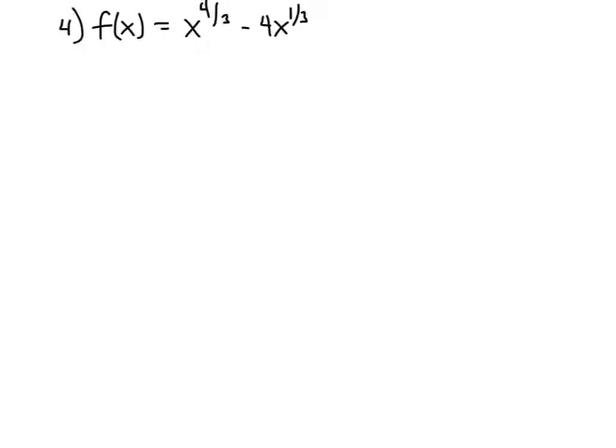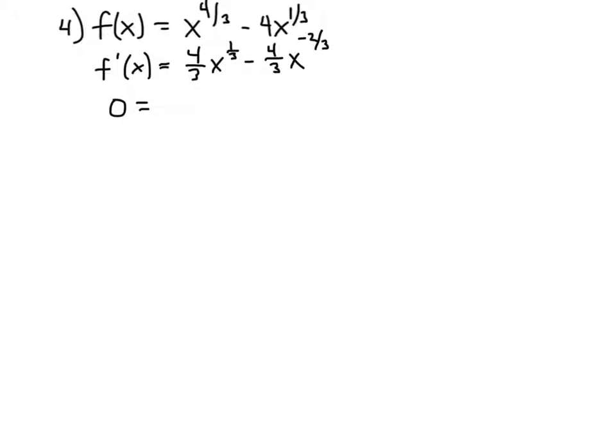Our fourth example here: f of x equals x to the 4/3 minus 4x to the 1/3. I'm going to jump right in and take the derivative. It would be 4/3 x to the 4/3 minus 1, or 3/3, which is 1/3, minus 1/3 times 4, which is 4/3, x to the negative 2/3. We're going to set that equal to 0, and as I do that, I'm going to factor that left-hand side.